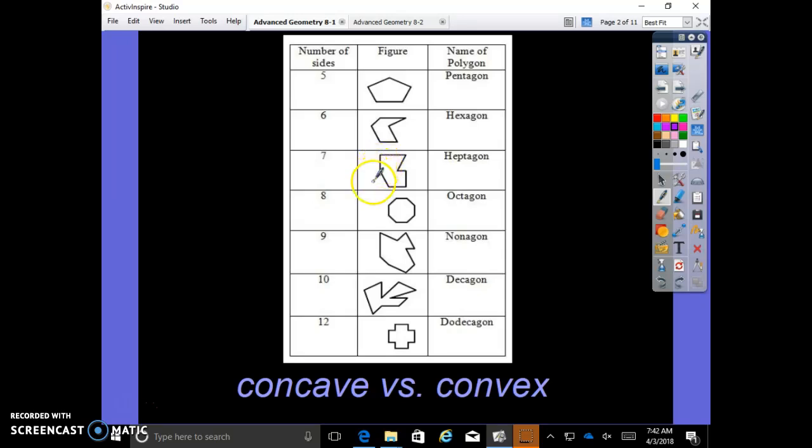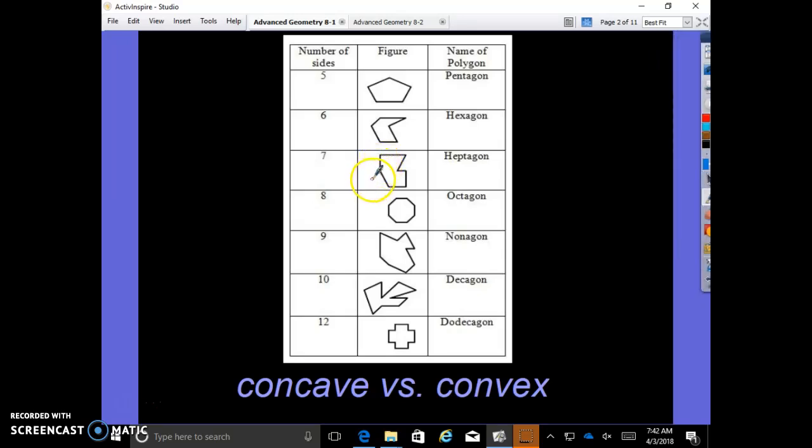So the first thing that we're going to go over is different polygons and what they are named. If we have a five-sided shape, it is a pentagon. 6 sides we call a hexagon: 1, 2, 3, 4, 5, 6. 7 sides is a heptagon. 8 sides is an octagon. 9 is a nonagon. 10 is a decagon.